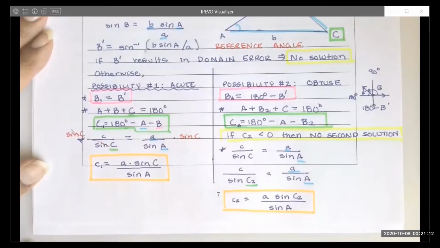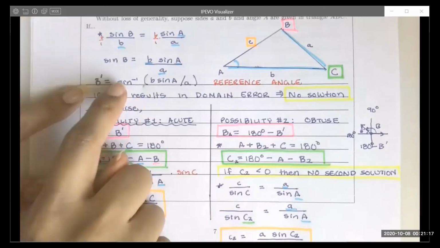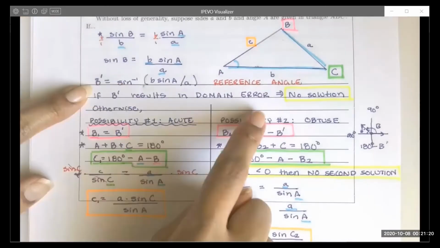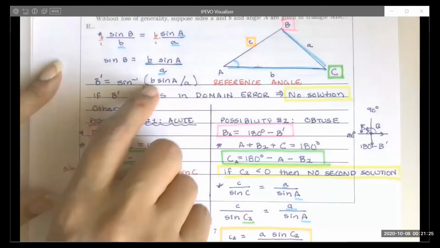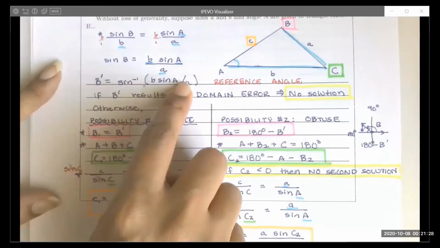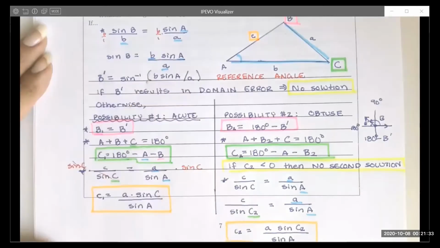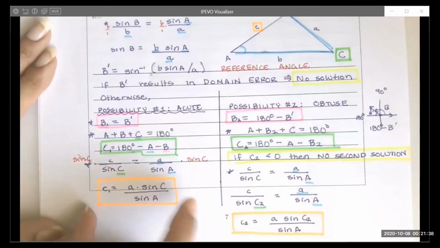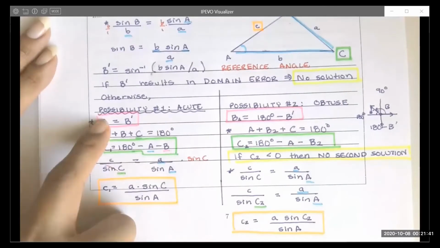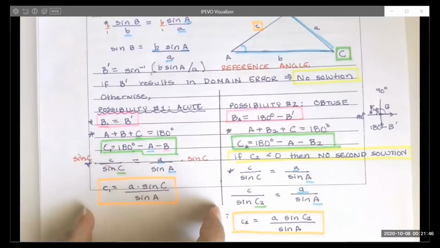So again, when do we get 0 solutions? We get no solution if when you're trying to find the reference angle, you get a domain error. Then you don't even need to worry about these bottom possibilities because the problem is going to die at this point. If it doesn't give you a domain error and you do get a reference angle, then you're going to construct the acute possibility and come up with the missing two angles and the missing side. So at this point you have one triangle solution, which is the acute possibility.